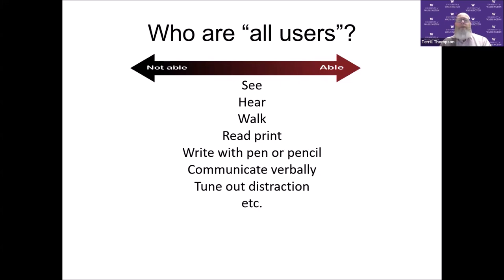Some people have really good hearing. Some people are not able to hear at all. Same thing with ability to walk, ability to read print, ability to write with pen or pencil, communicate verbally, tune out distraction, and so forth. Long list of behaviors. And where people fall on this continuum becomes a very broad scatter plot. So it's not a binary thing. You have people with disabilities, people without disabilities. It's just that users are extremely diverse in how they function, and particularly with how they interact with websites and the tools they're using, the configurations they're using. That all impacts the user experience.